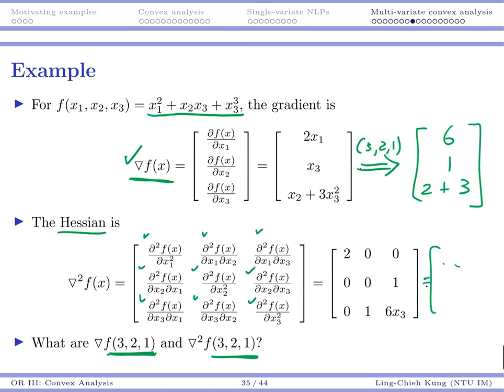For the Hessian, pretty much everything is the same. It's just that here you need to plug in 1. So your corner value would be 6. That's the Hessian at the point 3, 2, and 1.